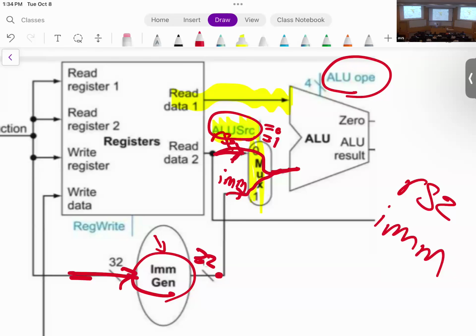The question is, what does the immediate generator do for an R-type instruction? Nothing. Essentially, it creates garbage, but it doesn't matter. For an R-type instruction, we're going to create the garbage here, but we're never going to read it, because an R-type instruction needs to use RS1 and RS2.